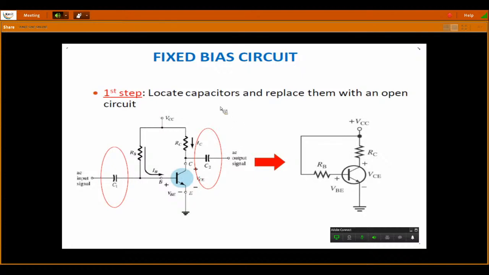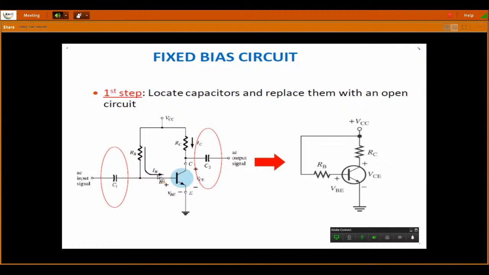We connected VCC to the collector, and in addition we included one more resistor RB, connected through VCC. Hence the simplest way of biasing is fixed bias. But the disadvantage is that it has very poor stability. Out of the five methods, this fixed bias circuitry has the poorest stability.